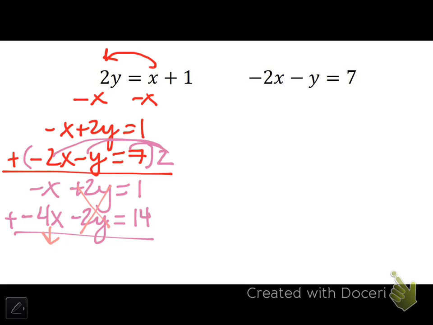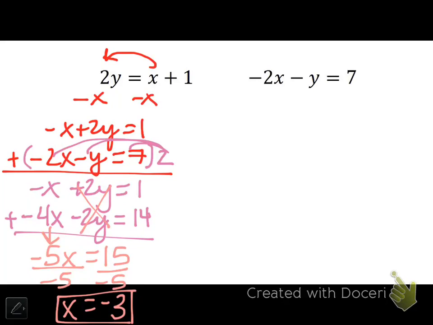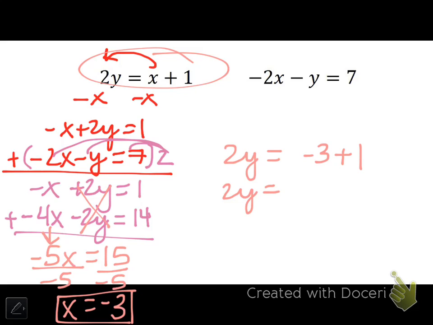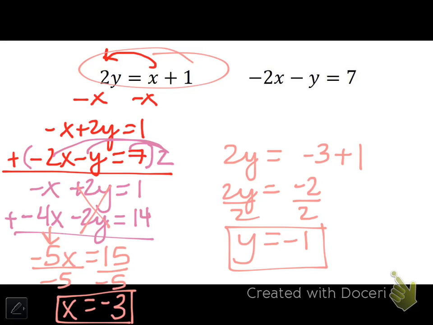So negative x plus negative 4x, negative 5x. 14 plus 1 is 15. Divide both sides by negative 5. X should equal negative 3. So once x equals negative 3, let's plug it in. I want to plug it into this one here. Negative 3 plus 1. So we get 2y equals negative 3 plus 1, which is negative 2. Divide both sides by 2. So my y should then equal negative 1. So my point's going to be negative 3, negative 1.